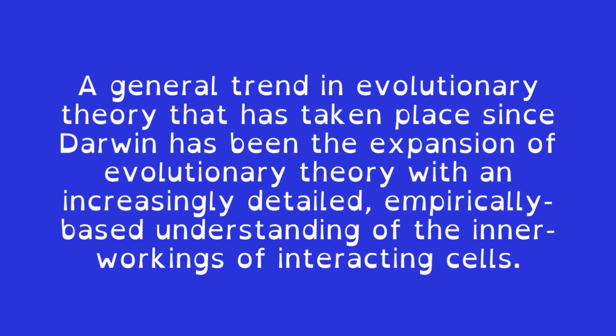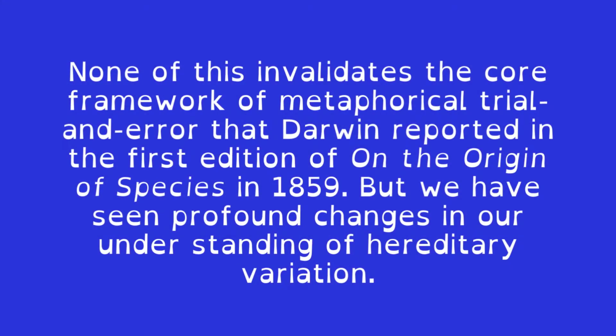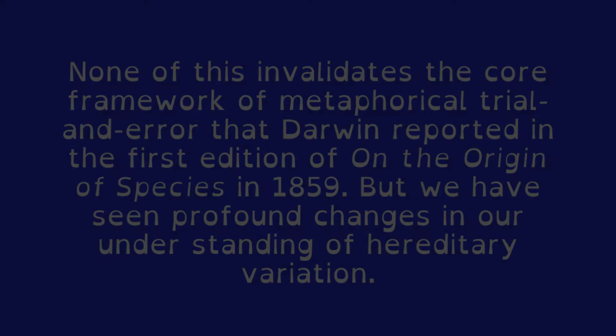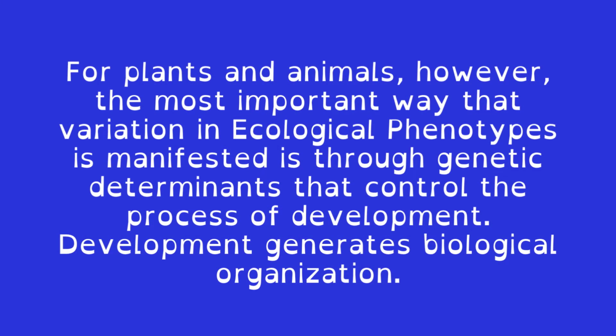A general trend in evolutionary theory that has taken place since Darwin has been the expansion of evolutionary theory with an increasingly detailed, empirically based understanding of the inner workings of interacting cells. None of this invalidates the core framework of metaphorical trial and error that Darwin reported in the first edition of On the Origin of Species in 1859, but we have seen profound changes in our understanding of hereditary variation. For plants and animals, however, the most important way that variation in ecological phenotypes is manifested is through genetic determinants that control the process of development.